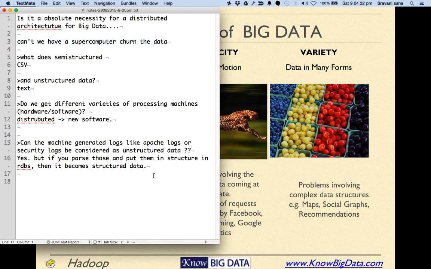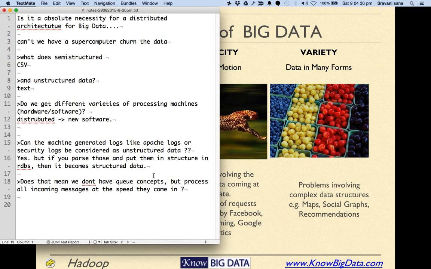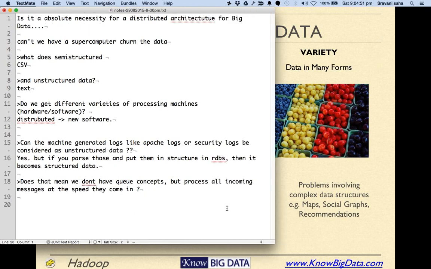So Bhima Rao is asking: does that mean that we do not have the queue concept, but process all incoming messages at the speed they come in? They have the queue concept, and the problem is that the queue itself, when we talk about a huge scale, will become huge if you do not process at a proper rate. If you build a queue, the queue itself as a data structure, or the software, will have to run on multiple machines to handle the incoming flow of requests. So you will have to do a lot of distributed computing to handle the number of requests Facebook handles.